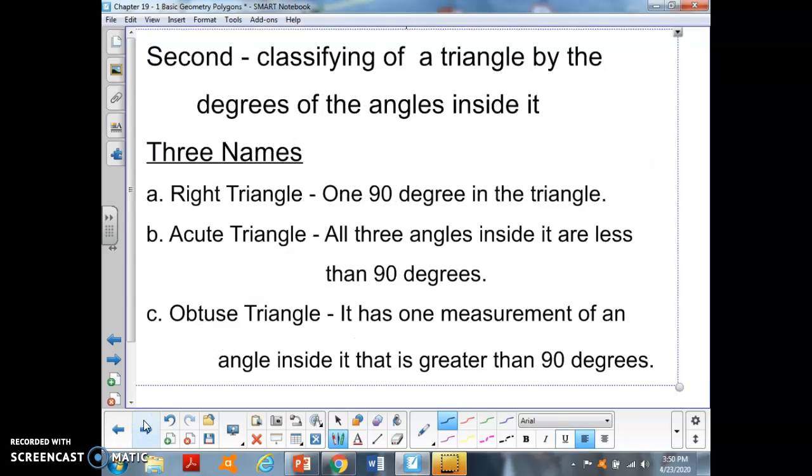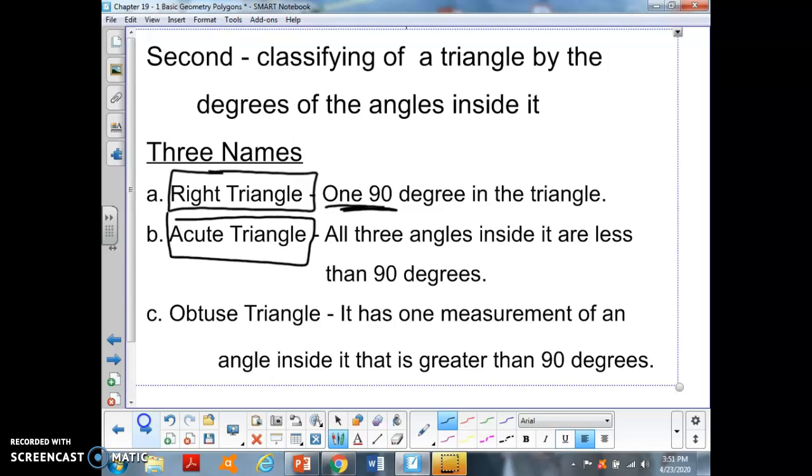Okay? Second, we can classify a triangle by the degrees of the angles on the inside of it. Page 458, now we're getting down toward the bottom. There is, first of all, a right triangle. That means inside, just one of the degrees is 90. Obviously, you can't have more than that because 90 plus 90 plus a third angle would get you over 180. All of them have to add to 180. So if just one is 90 degrees, it's a right triangle.